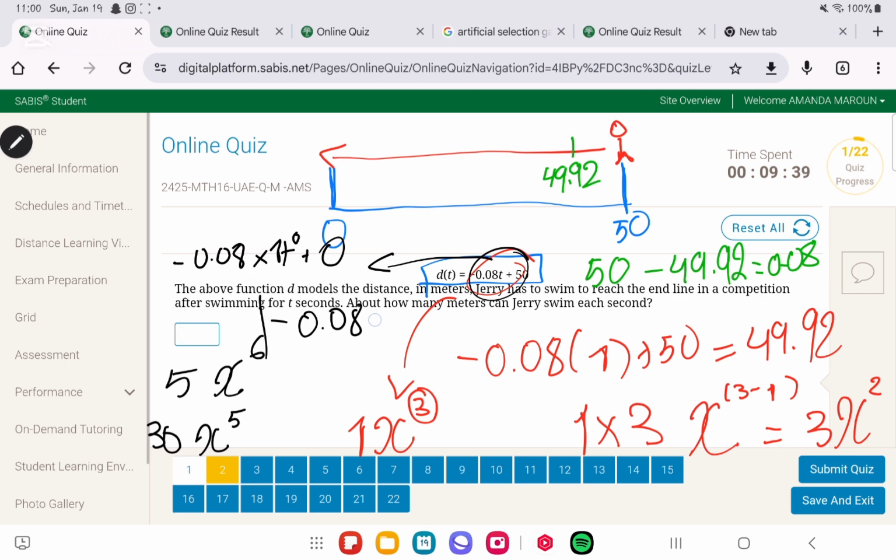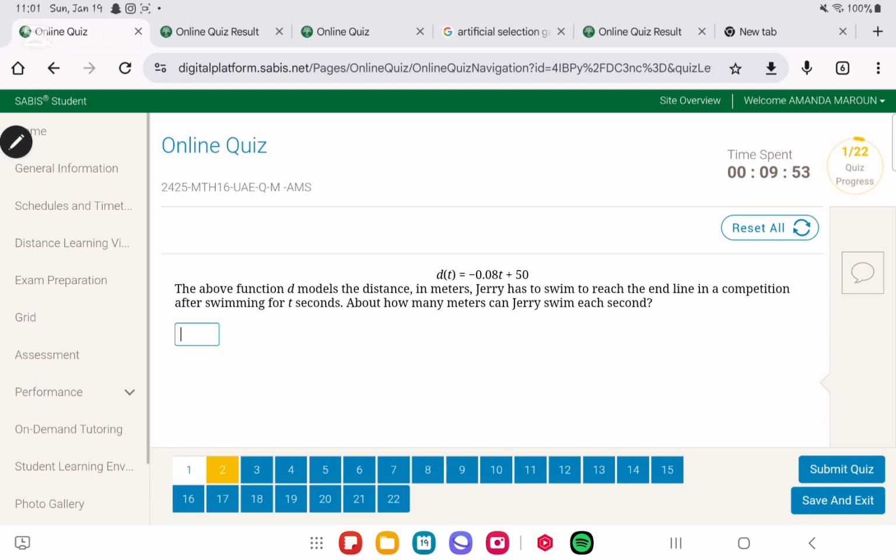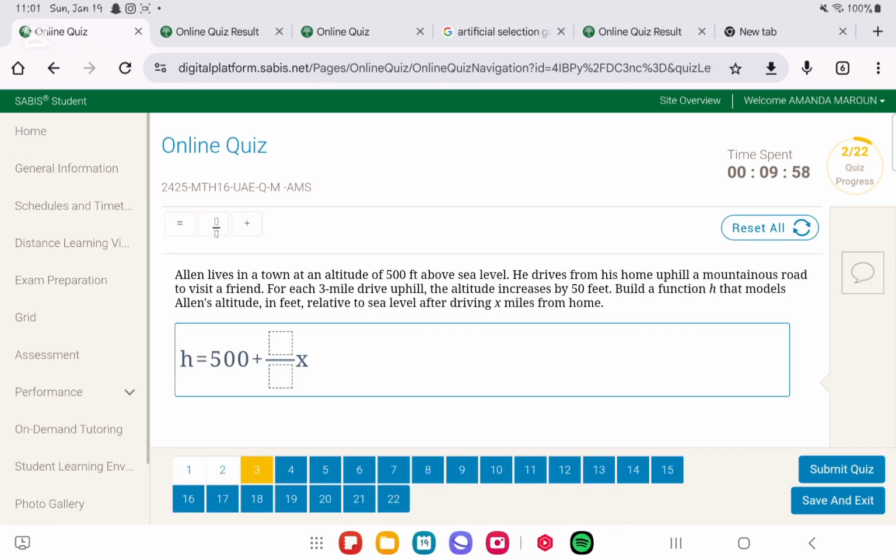But can someone swim negative meters? Theoretically, in this case, they said it's negative meters because he's moving backward. But there's no such thing as negative meters, so we put it in absolute value to get an answer of 0.08. We move on to question number 3.